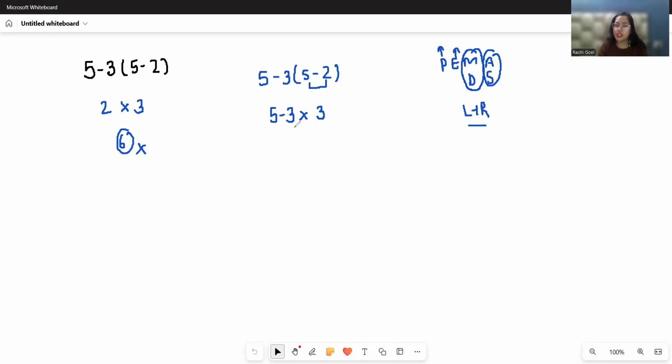Now we have two operations left, that is subtraction and multiplication. So we have to give priority to multiplication. So minus 3 times 3 is minus 9 and 5 minus 9 is minus 4. So what is the correct answer? Minus 4, not 6. I hope it's clear and you find it useful.